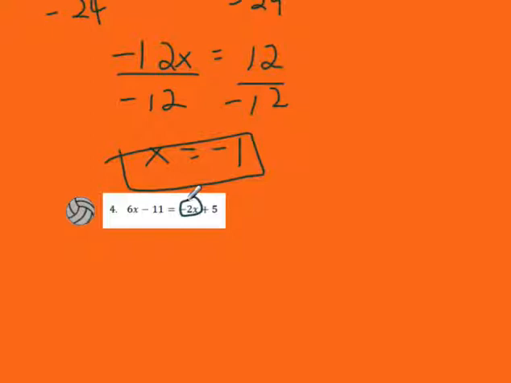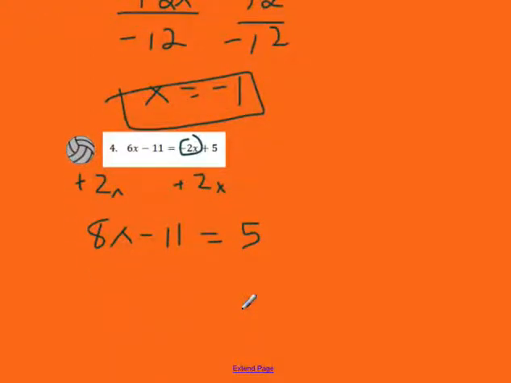It actually doesn't matter how you go about bringing them over to the other side. So I'm going to add 2x since it's negative. You could also have subtracted the 6x over. I like to keep it positive if I can. So I have 8x minus 11 is equal to 5.